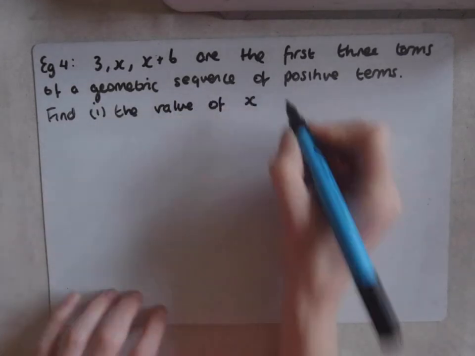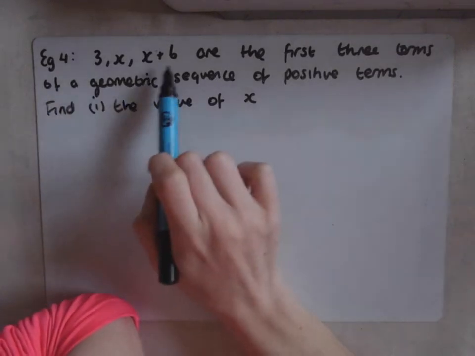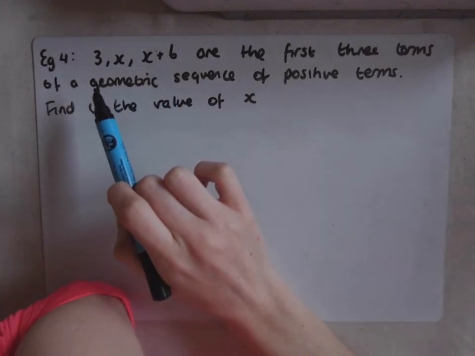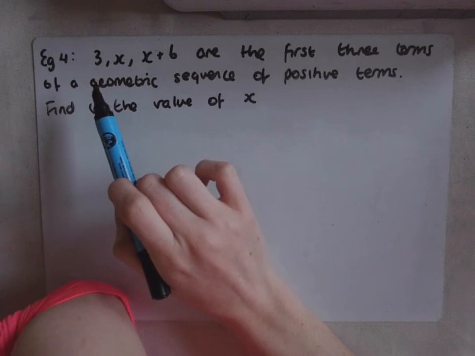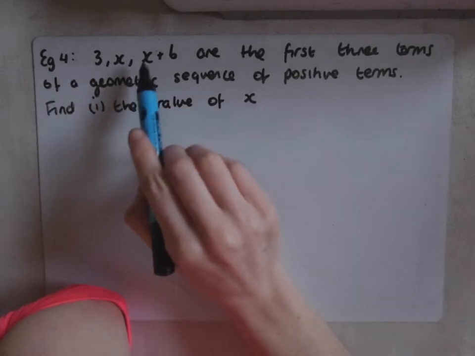Okay, so find the value of x is the first one. Now, they're the first 3 terms of a geometric sequence. Now, back when it was arithmetic, how did we find what x was? If this was arithmetic, what would we do to find x? What do you know about arithmetic? The differences are the same. Exactly, so you'd get the difference between those 2 and put it equal to the difference between those 2.